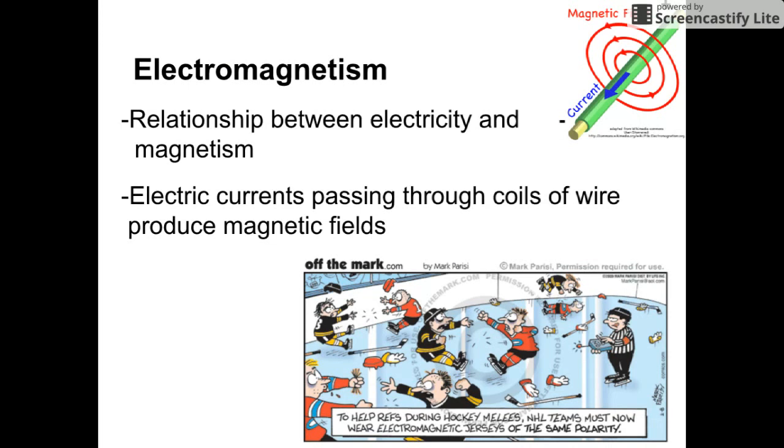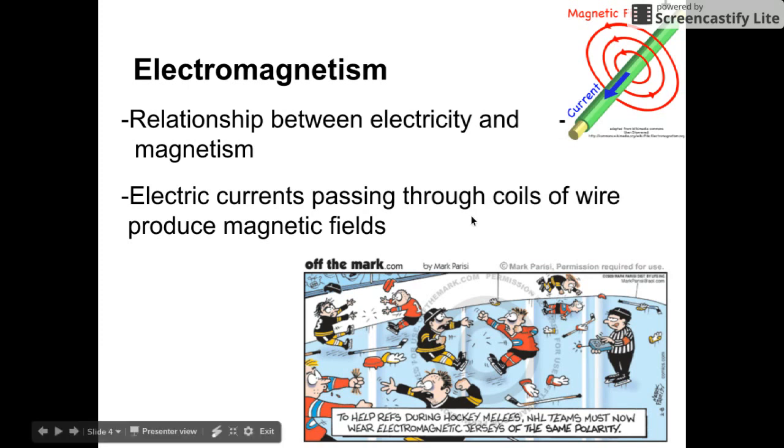So electromagnetism is just this relationship between electricity and magnetism. When you run an electric current through coils of wire, you produce an electric field. We did this yesterday with the coils of wire around the nail, and then we hooked that to the battery. We made that nail magnetic for a short period of time while it was hooked to the battery.